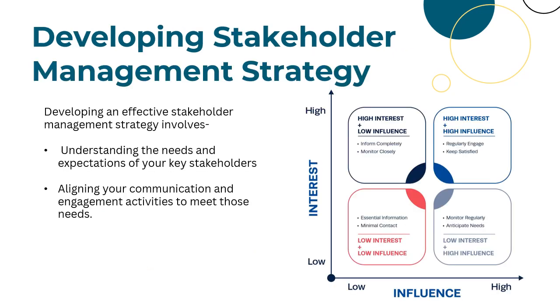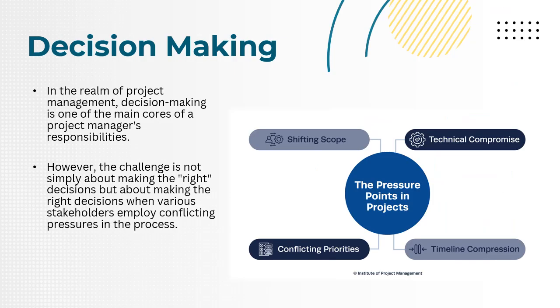An effective stakeholder management strategy involves understanding stakeholder needs and aligning engagement activities to meet those expectations. It's about being proactive and adaptive, ensuring stakeholders feel valued and invested in the project's success. Decision making is a core responsibility of project leaders. It's not just about choosing the right options, but doing so amidst conflicting pressures and competing interests. Effective leaders rely on data, experience, and intuition to make timely and informed decisions, keeping projects on track.